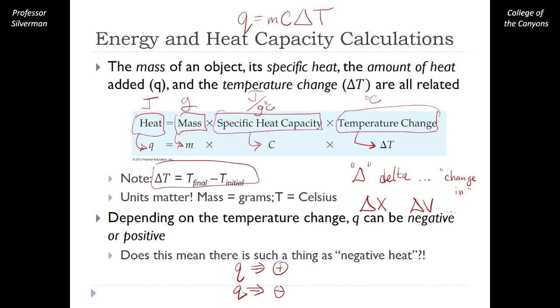If our Q value is positive, this means that we have an endothermic reaction. This process is going to absorb heat from the surroundings. If we end up with a negative value for heat, this means that we have an exothermic reaction. Our reaction is going to produce heat. Energy can't be negative. What that negative sign means is the heat is being released outwards. It's going to exit into the surroundings.